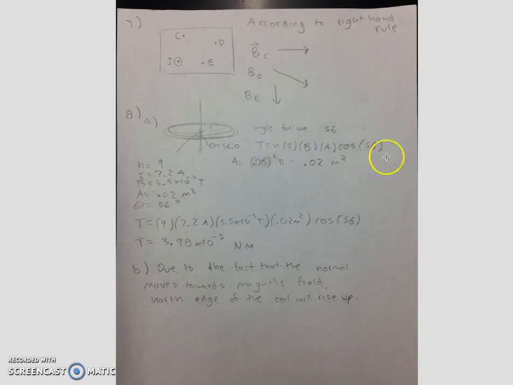I'm just using the torque equation. So we have torque equals n, the number of loops, times the current times the magnetic field times the area of my coil times the cosine of the angle between the Earth's field and the coil, which is 56 degrees. So plugging all those in, the torque is 3.98 times 10 to the negative fifth Newton meters.